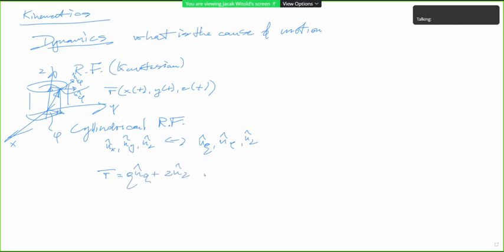z n_z. Then with velocity being the first derivative of the position vector, we would have rho dot n_rho plus rho n_rho dot plus z dot n_z. We should be able, right, to calculate what is n_rho dot and n_phi dot, actually this should be phi dot n_phi, while this should be minus phi dot n_rho.